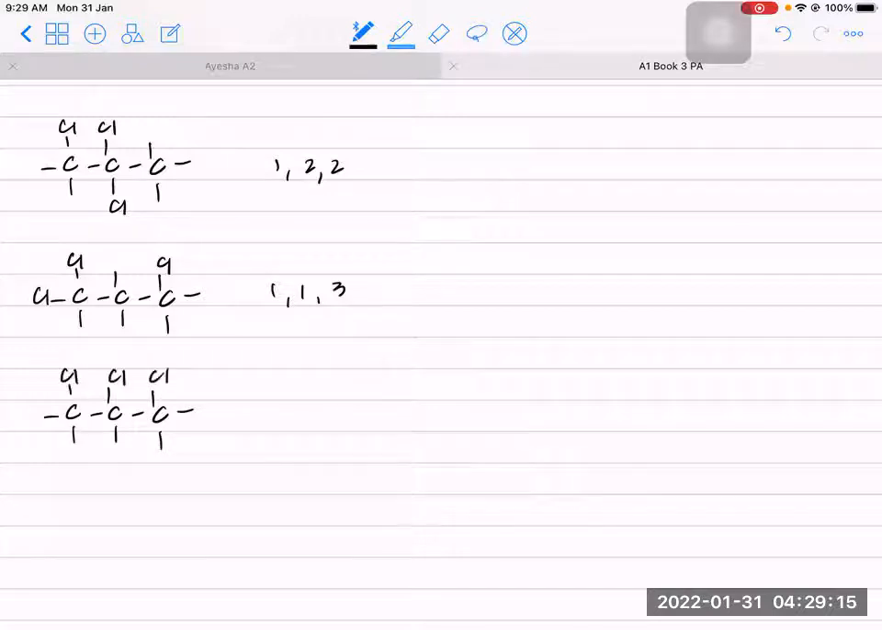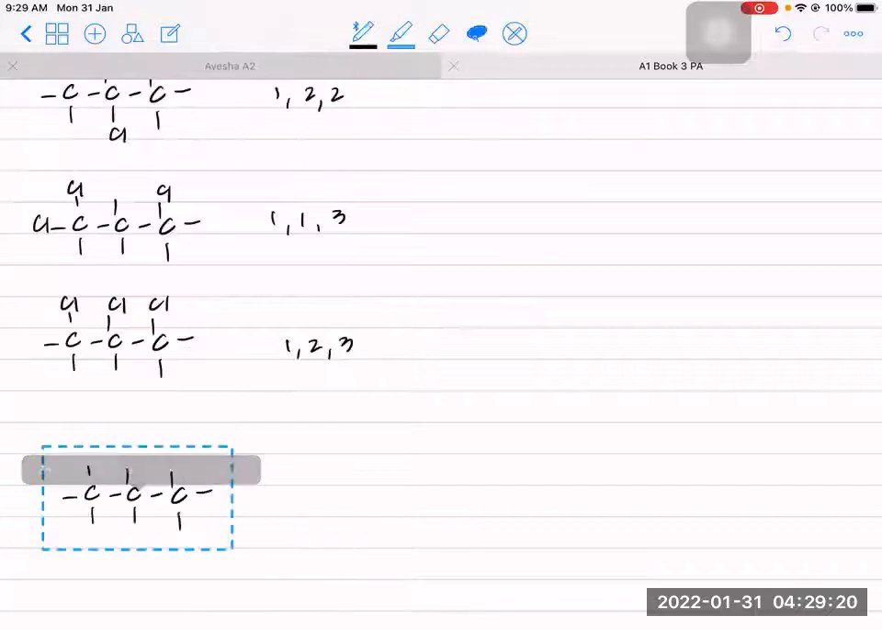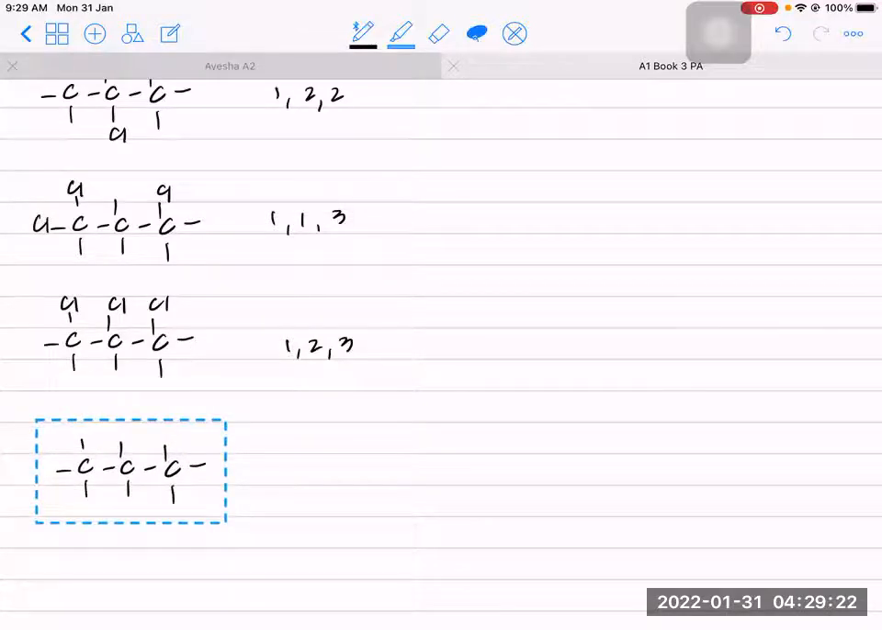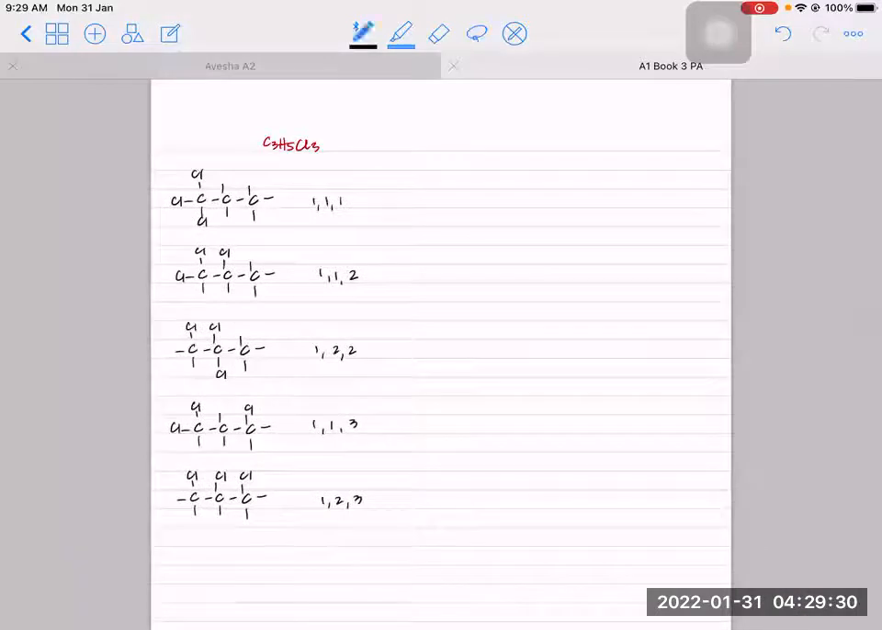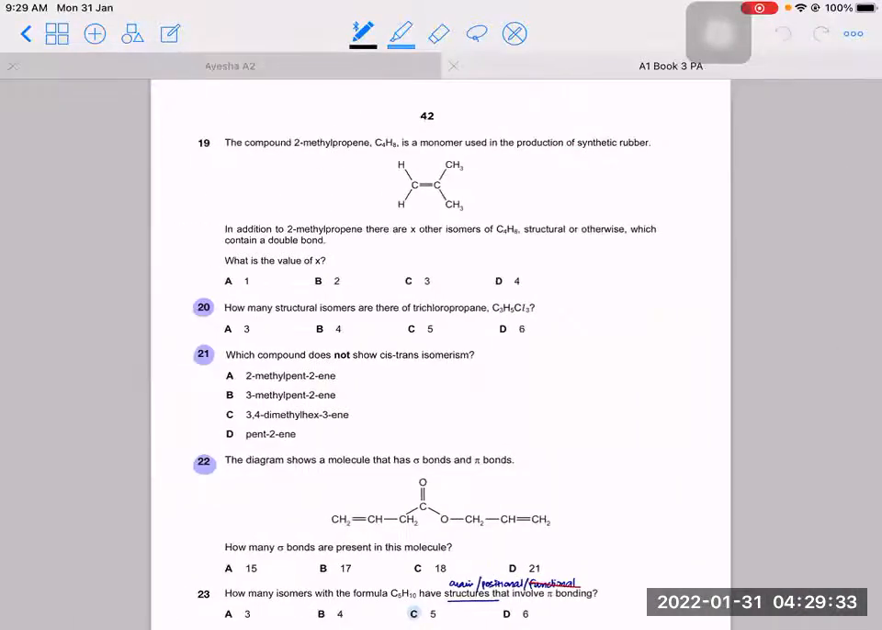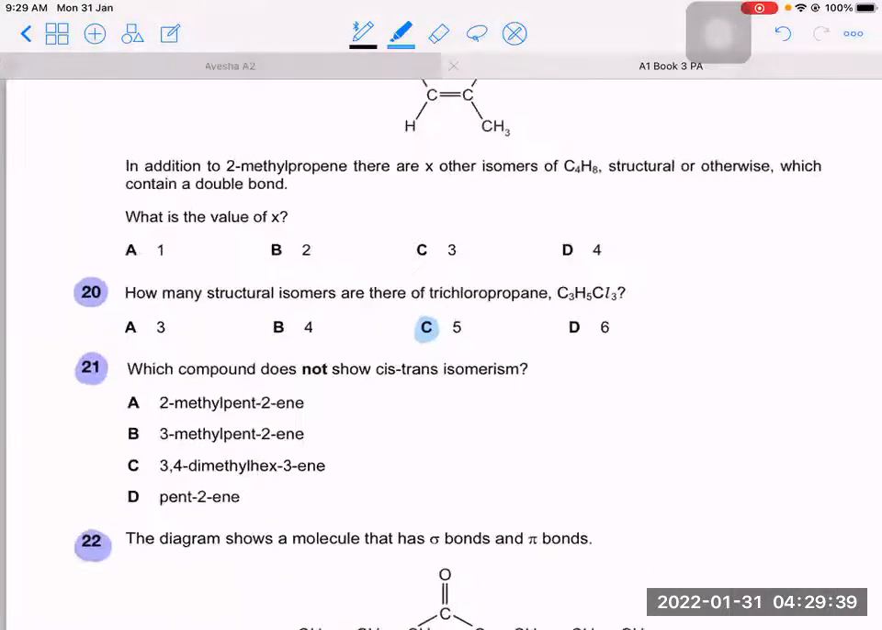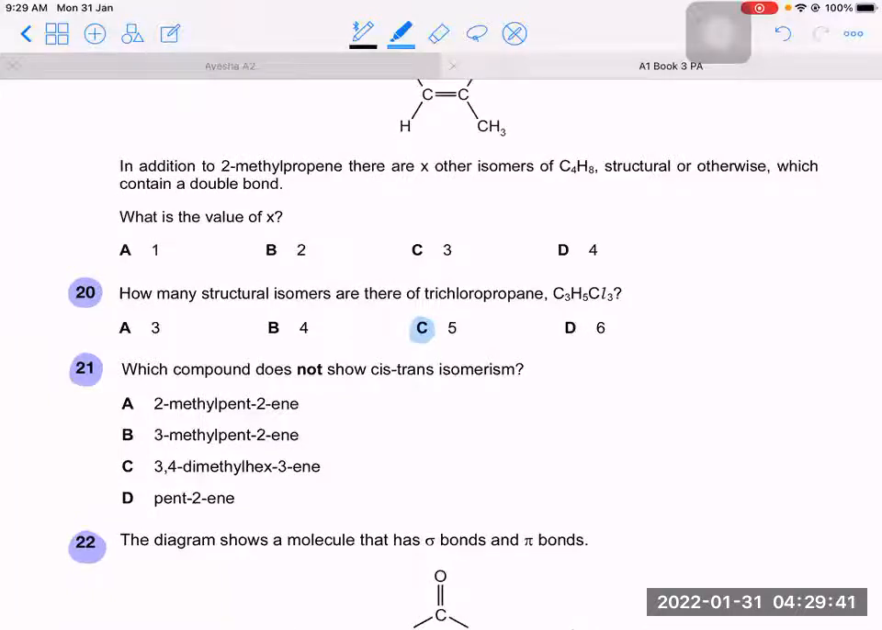1, 2, 3. Yes. Can you have a 223? No, 223 will be the same as 122. Clear? Any other possible structural isomers? Any other possible structural isomers? No. So there are how many? 5. They haven't asked for stereo. If they would have, you would have looked for chiral centers. Yes? No cis trans, obviously. Why? Because there is no double bond.